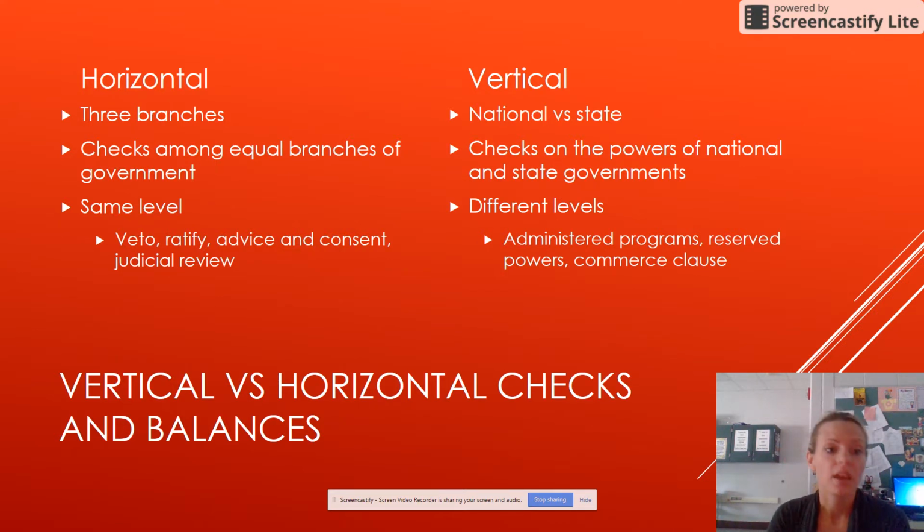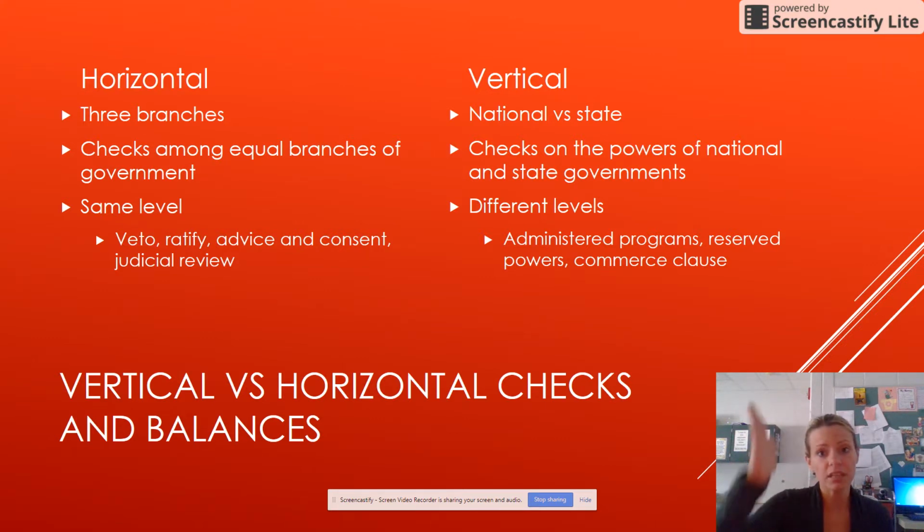So those checks would be vetoes, ratifying, the advice and consent that the Senate gives, and judicial review. That is horizontal checks. We also have vertical checks. And vertical checks and balances is where it comes down to the national versus the state. So there's checks on the powers of the national government and state governments. So the way that they administer programs, the reserve powers, and the Commerce Clause is going to be specifically important for the federal government to protect state powers.